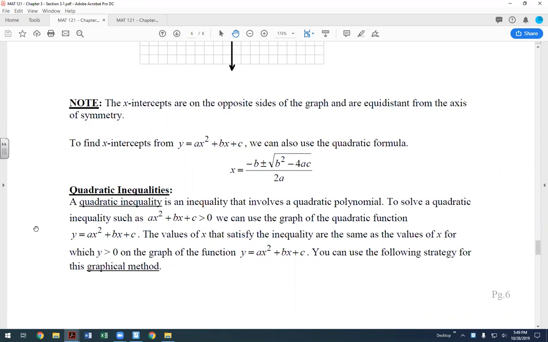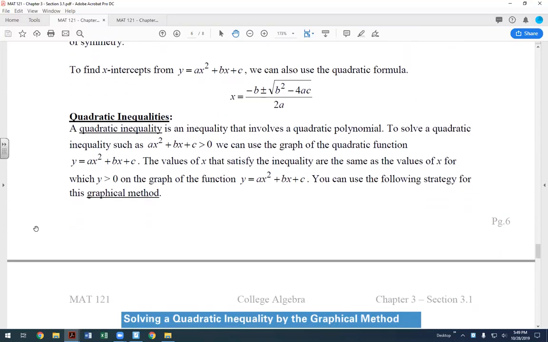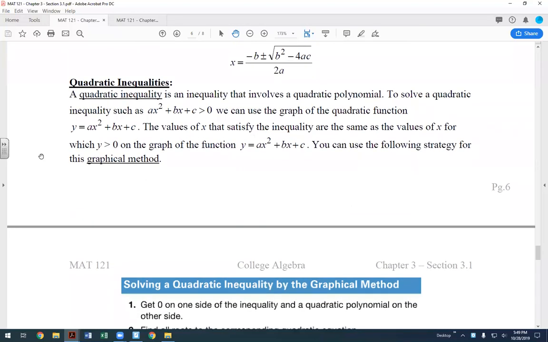And of course, additionally, we know that the x-intercepts, if you have both of them on your graph, should be on opposite sides and of course the same distance from the axis of symmetry. So when in doubt, if nothing else works, remember you can always use the quadratic formula to help you out with finding the x-intercepts.